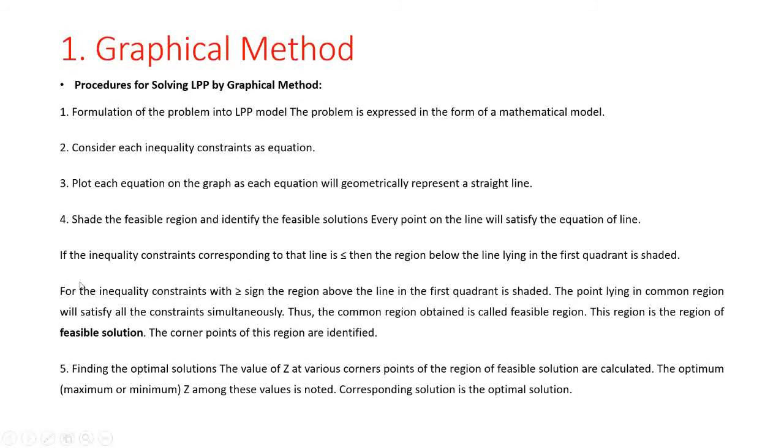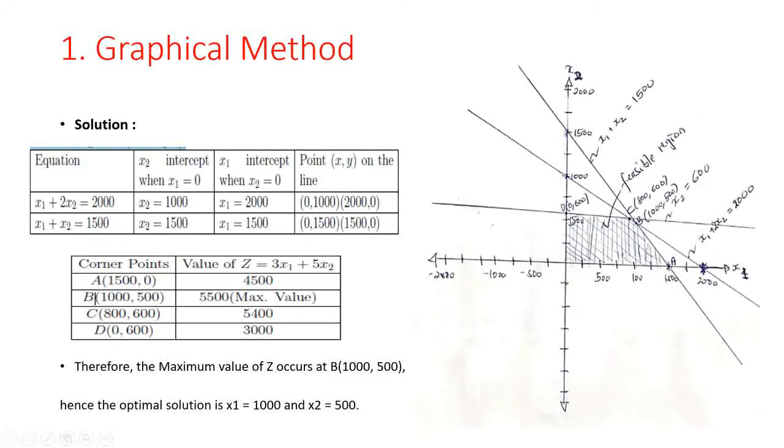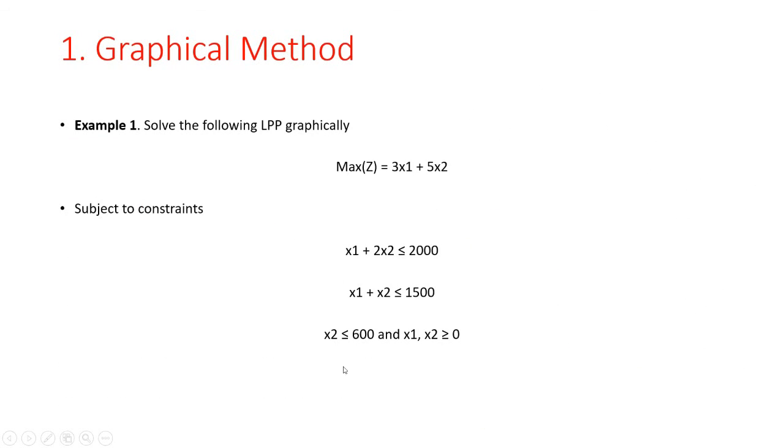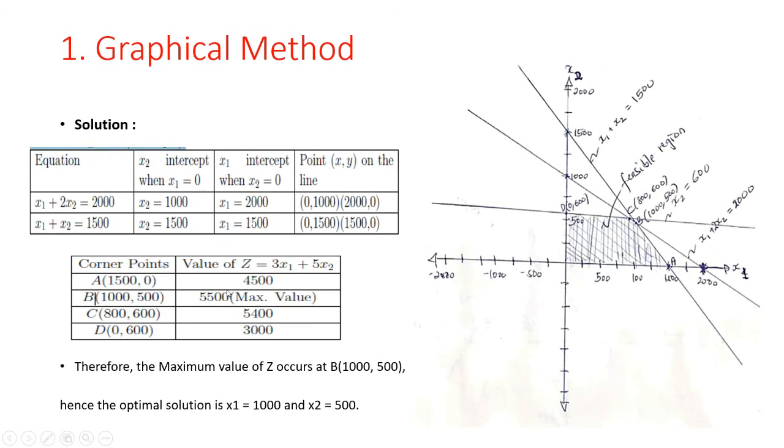Then the next step is what? State the feasible region and identify the feasible solution. Every point on the line will satisfy the equation of the line. And the equation x2 equal to 600 also. So here the x2 value is 600 and x1 is 0. So this is our feasible region.